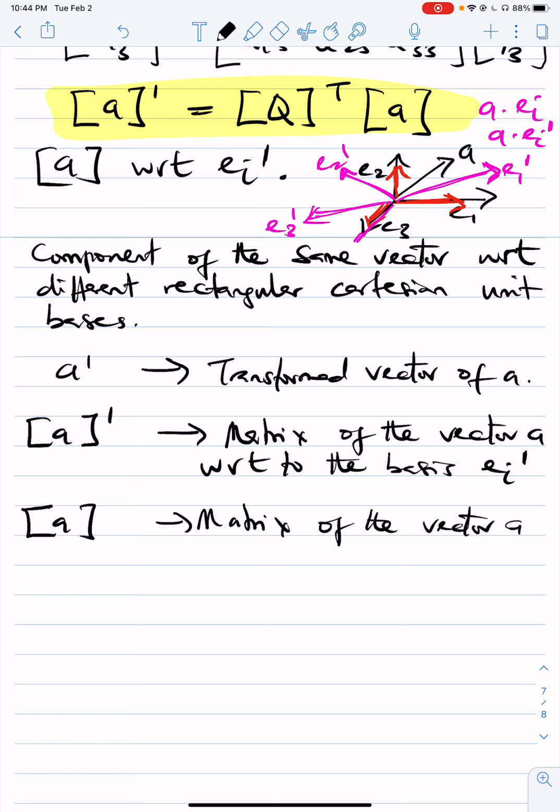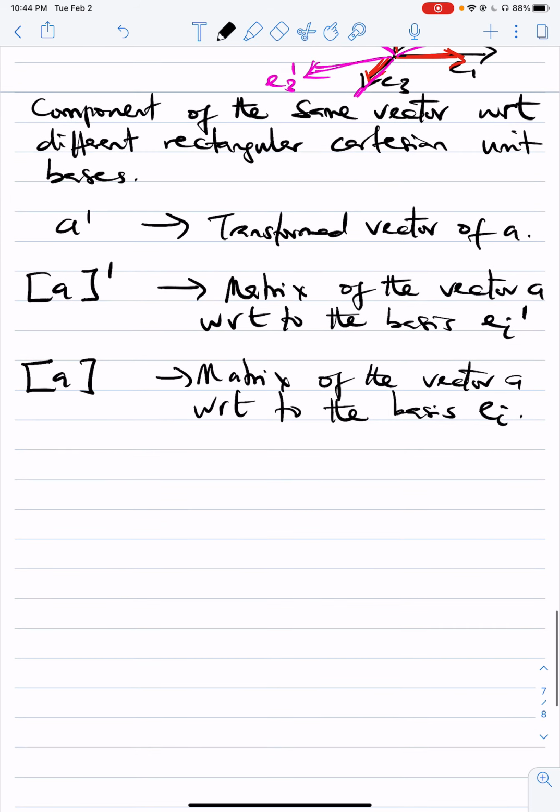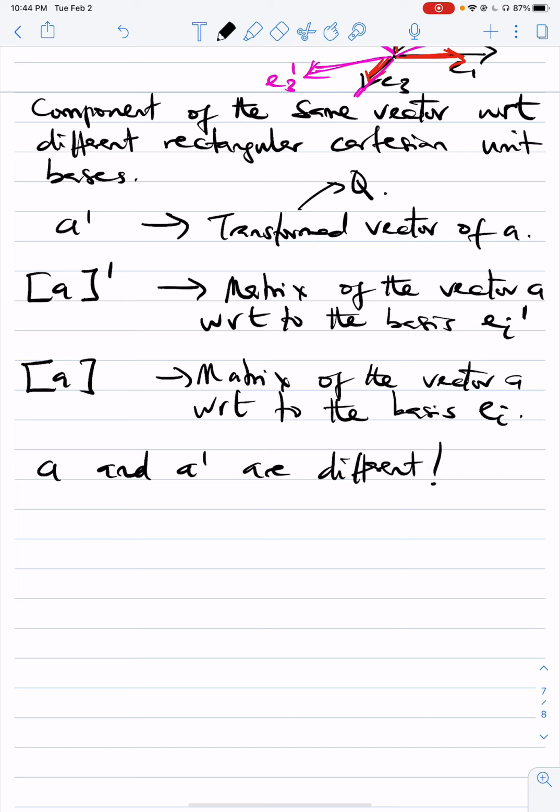If you notice, the vector itself does not change, but the basis is different with respect to the basis Ai this time, right? Good. So Ai prime is transformed Ai. All that happens, and that transformation takes place through a matrix Q, right? So basically, A and A prime are different. I hope that's clear enough to understand. A and A prime are different.